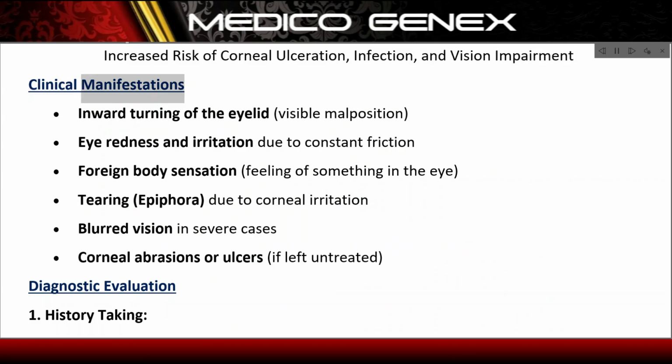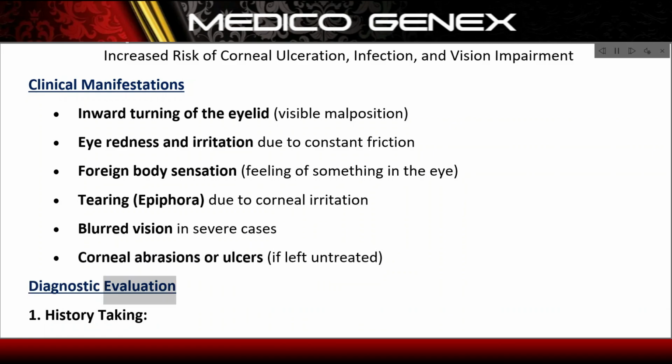Clinical manifestations. Inward turning of the eyelid, visible malposition. Eye redness and irritation due to constant friction. Foreign body sensation, feeling of something in the eye. Tearing, epiphora, due to corneal irritation. Blurred vision in severe cases. Corneal abrasions or ulcers, if left untreated.